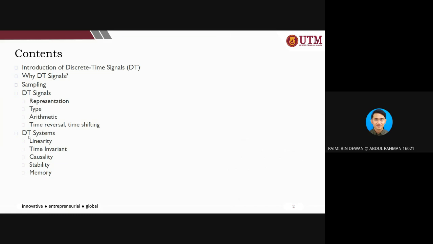And we go next to the discrete time system: linearity, time invariance, causality, stability, and memory. If you see, some of the words are familiar because we have previously discussed them in our earlier chapters, in our earlier weeks of lecture.